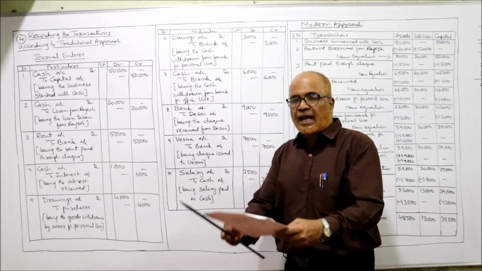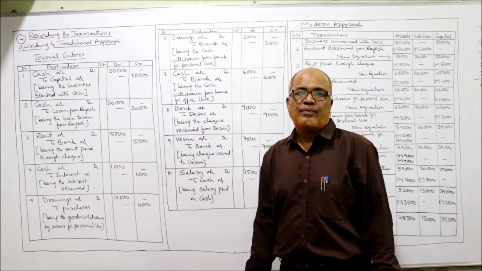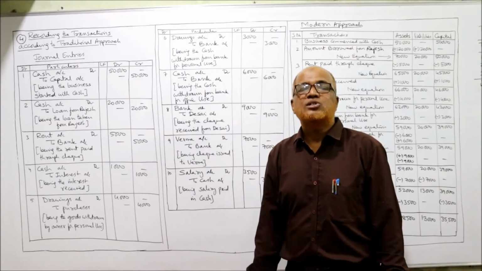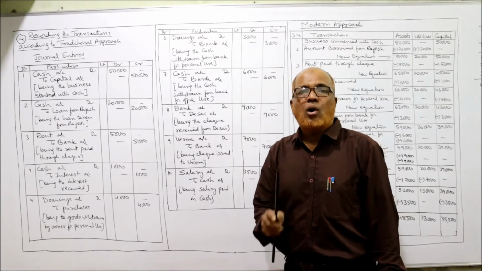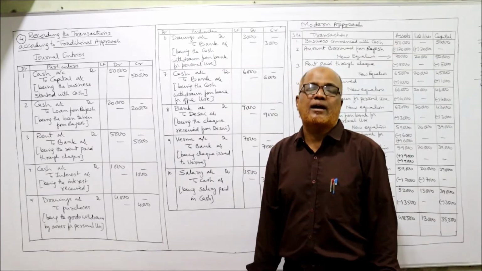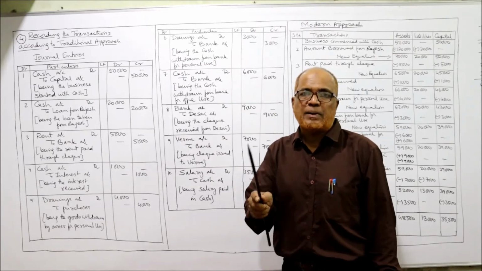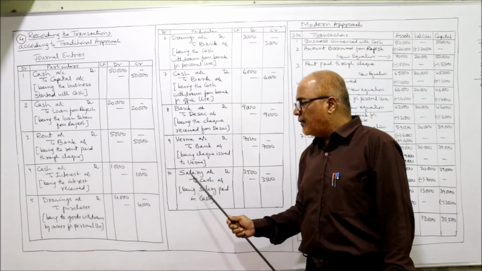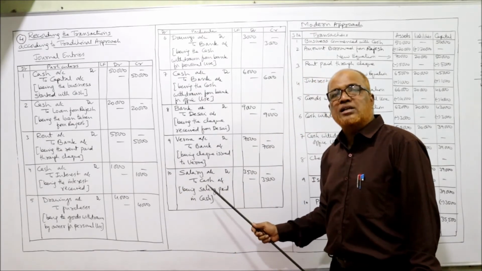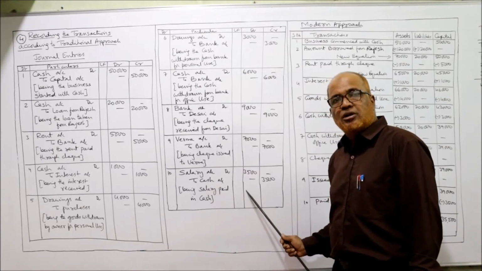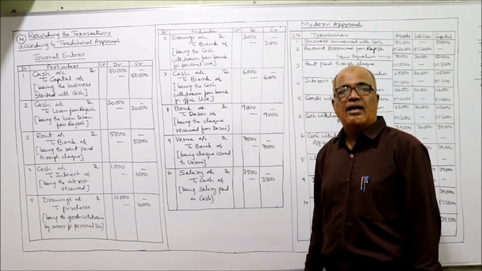Last entry, salary paid in cash. When salary is paid, the salary account should be debited because salary is an expense. All expenses and losses should be debited. That is a rule in nominal account. So salary is an expense. Debit salary, salary account debit. To what is going out? Cash is going out, so cash account should be credited. Being the salary paid in cash.